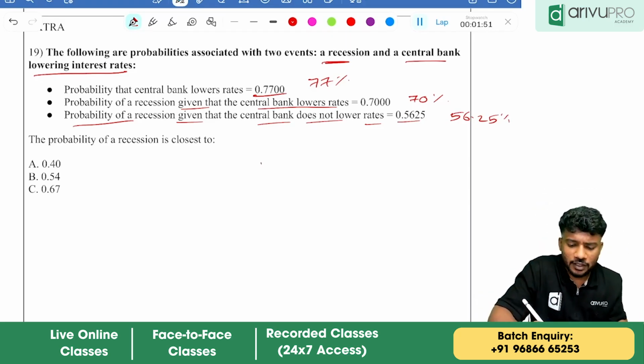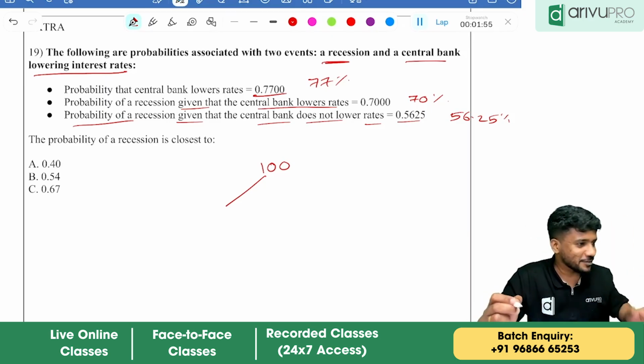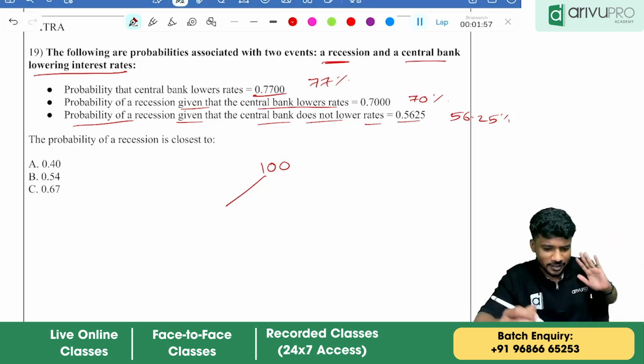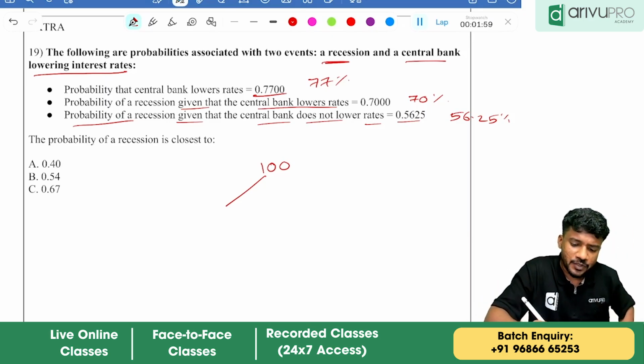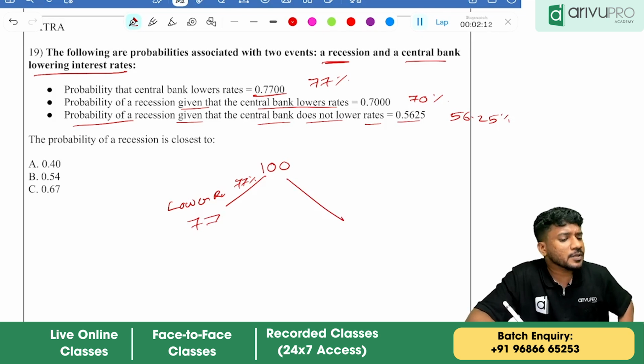Now people, if 100 is there in total, I'm going with that 100 value, so it will be much more easy for us. Now first case is lowering. Probability of central bank lowering the rate, which is how much? 77% of this. That is how much? 77. Okay. Then the remaining percentage will be what?